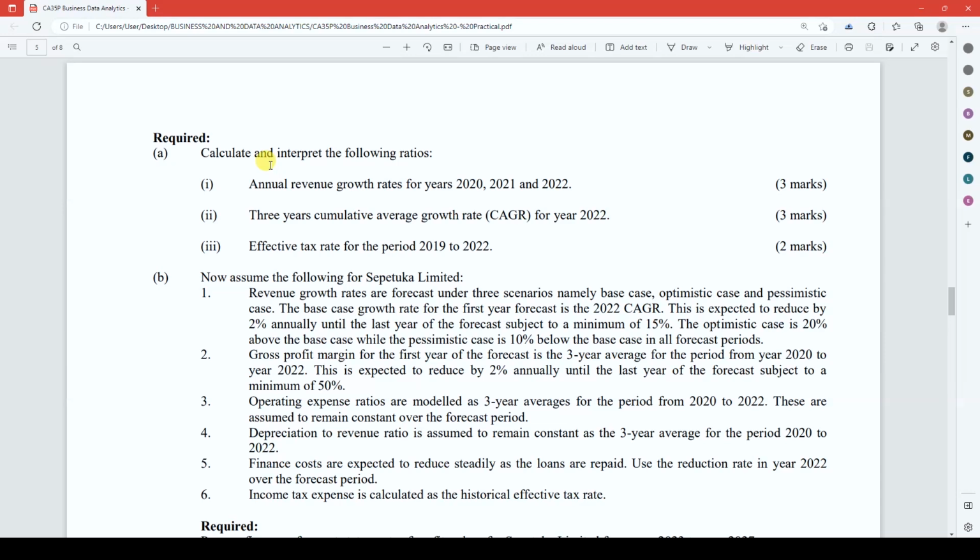You are required to calculate and interpret the following ratios: the annual revenue growth rates for years 2020, 2021 and 2022, the 3-year cumulative average growth rate (CAGR) for year 2022, and the effective tax rate for the period 2019 to 2022.